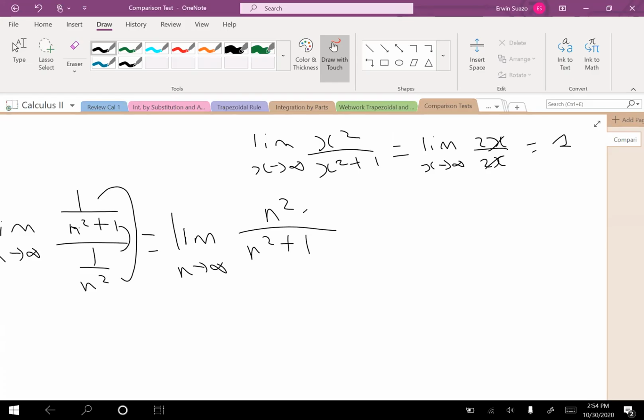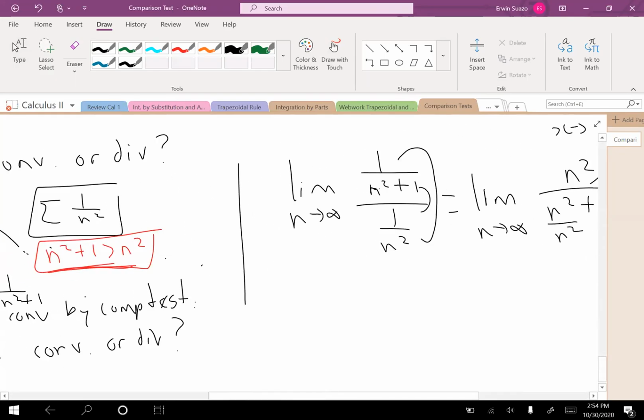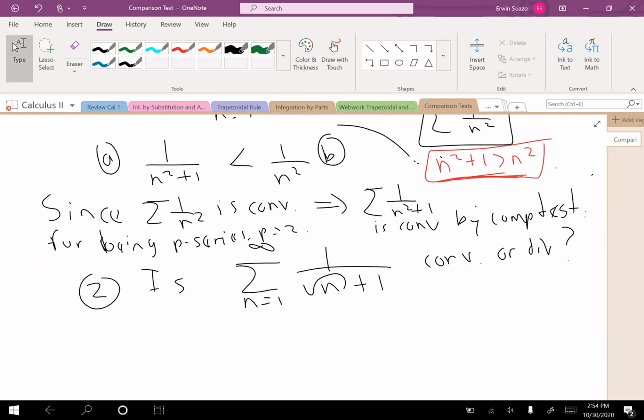But an easier way is to divide everything by n squared. You get the limit as n goes to infinity of 1 over 1 plus 1 over n squared. And then this goes to 0, this goes to 1, so 1. Okay. So you see, right here there are like 3 different ways to solve this problem. Okay.